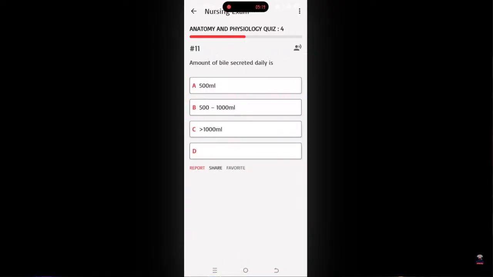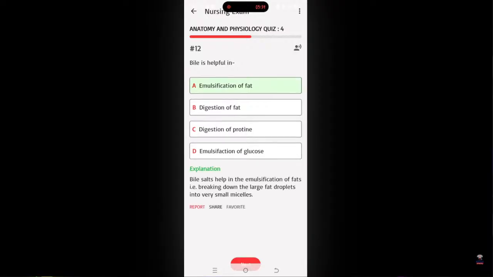The amount of bile secreted daily is A. 500 milliliters, B. 50 milliliters. Correct answer. Bile is helpful in A. Emulsification of fat, B. Digestion of fat, C. Correct answer. Bile salts help in the emulsification of fats, i.e. breaking down the large fat droplets into very small micelles.